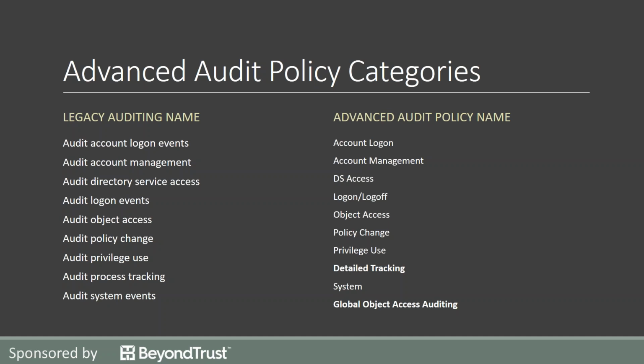Now there are two that I've highlighted with bold text under advanced audit policy name. I've highlighted detailed tracking because it's a little bit different from its legacy control name, which is audit process tracking. And there is an extra category under advanced audit policy called global object access auditing, and I'll explain what that is in a few minutes.